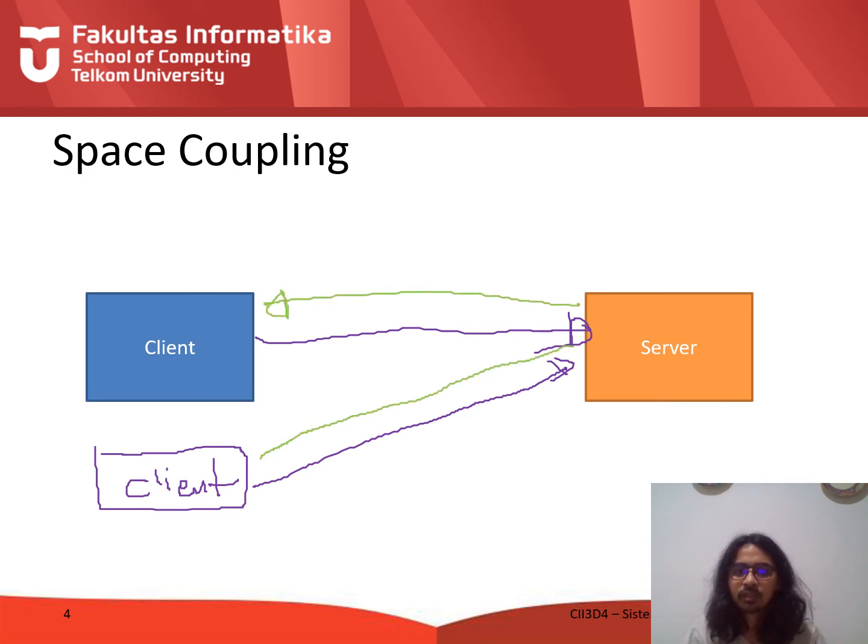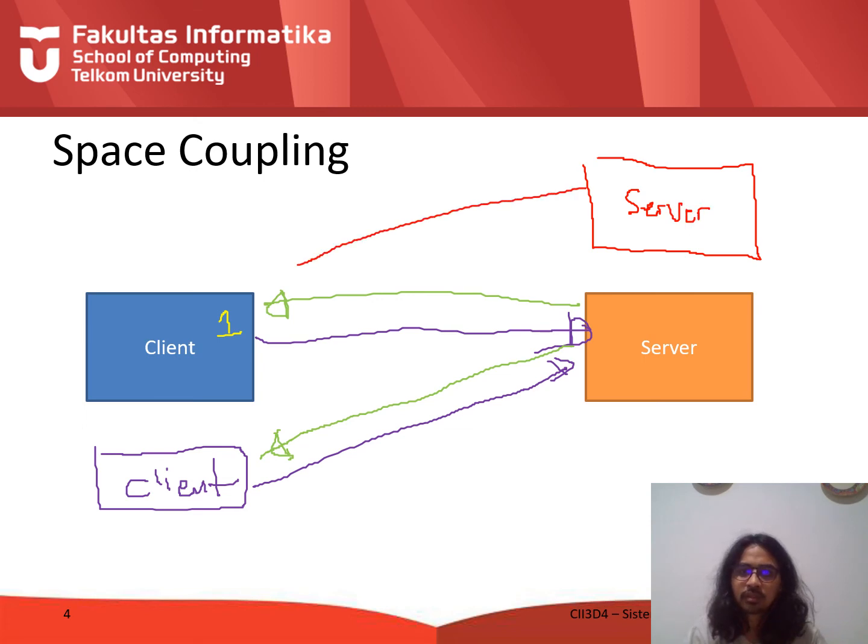But here, what if there is only one client? So here we have one client, and there are many servers that want to serve that client. For example, another server here also has the answer, and it wants to answer the client. This is not allowed in RPC, and this is a space coupling problem. That is the second disadvantage of RPC.